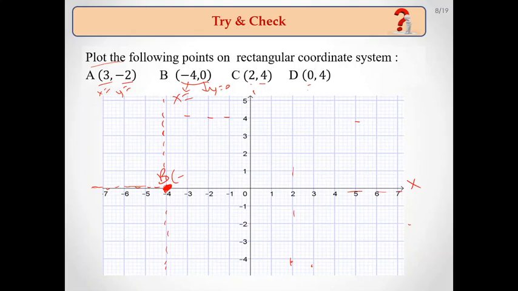Okay, then x equal to 0. I take the vertical line, y equal to 4. Y is here. Take this one. And now this, their intersection gives you the point (0, 4).